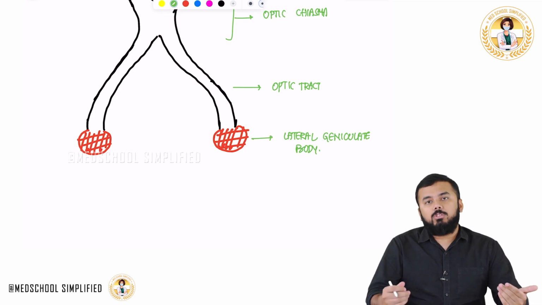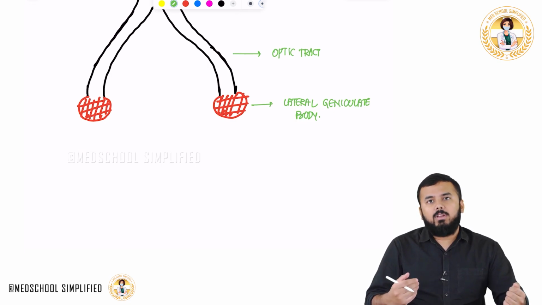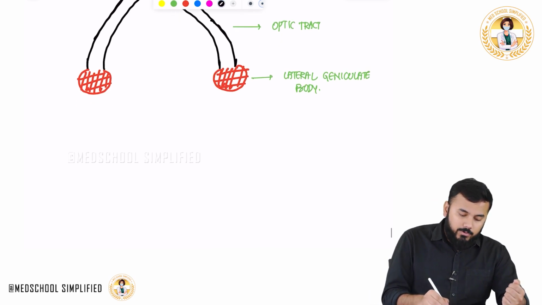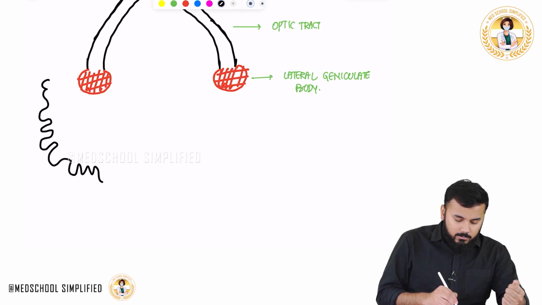In the same way, we also have medial geniculate bodies. And tell me, till where will this optic tract extend? It will all the way extend till your occipital lobe. Okay. So for example, this is your occipital lobe like this.